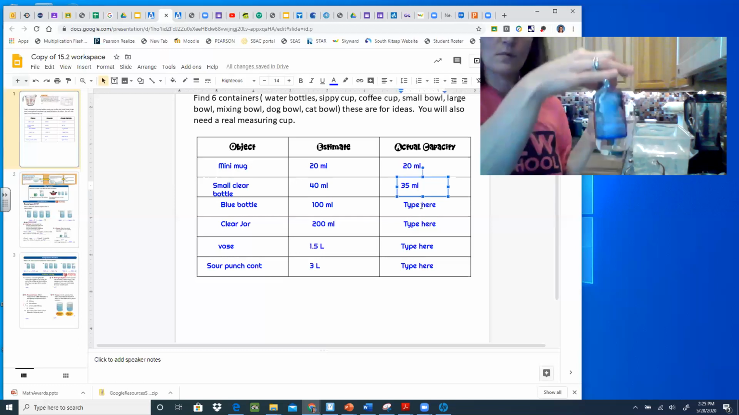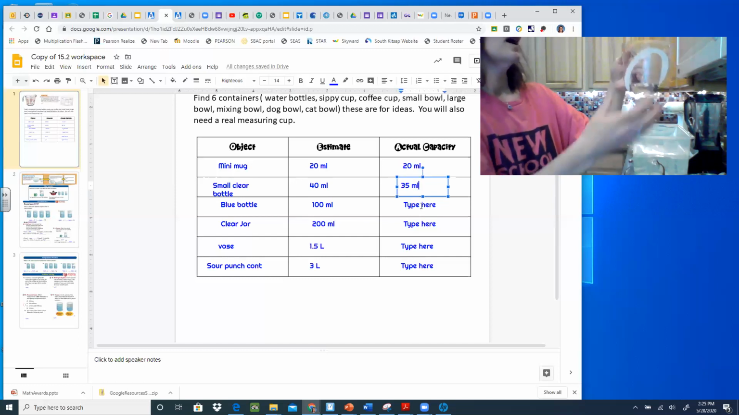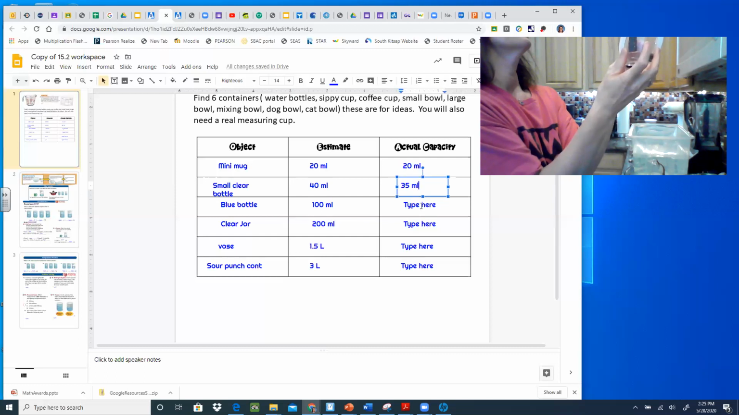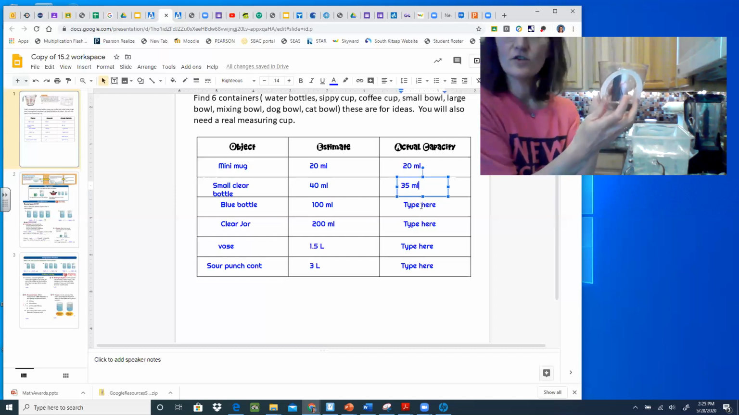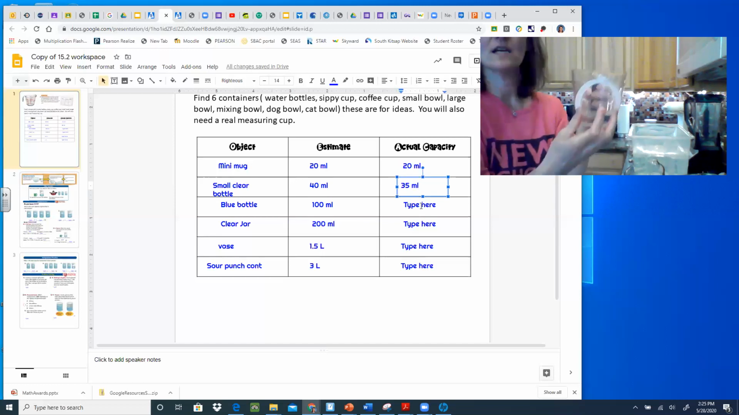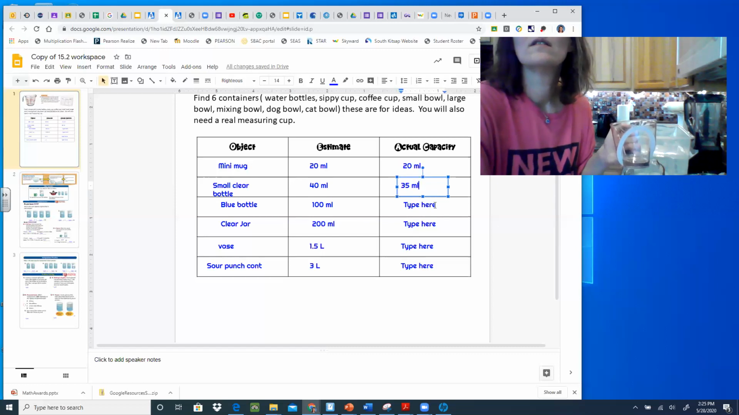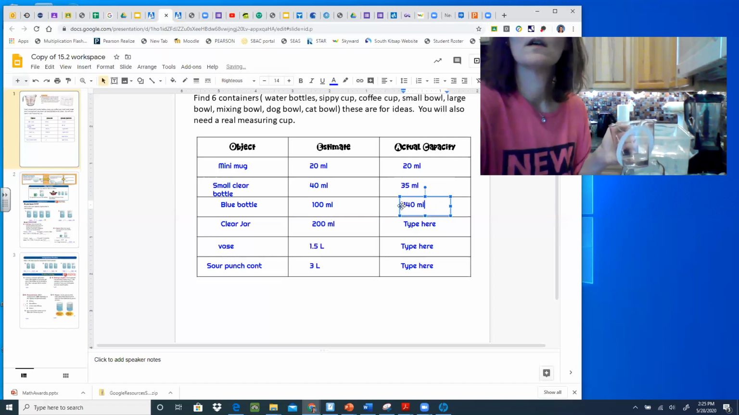Okay, so remember I had 200 in the measuring cup. I now have, hold it still, I have 60 left in there. So 200 take away 60 is going to be 140. So I was not as close in my guess on that one. Okay.